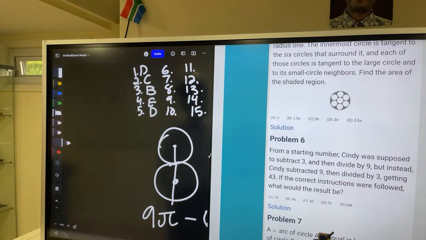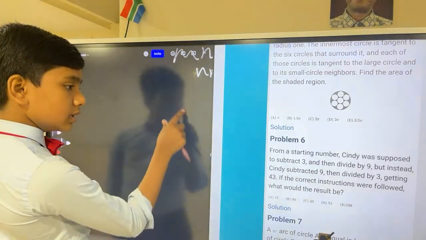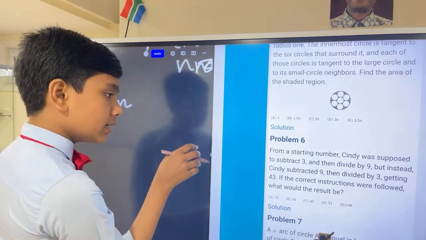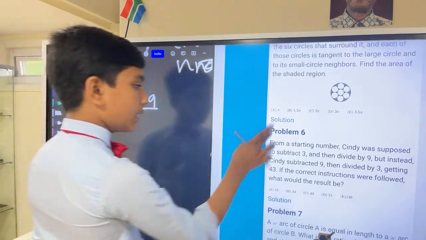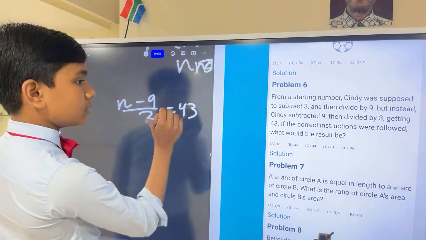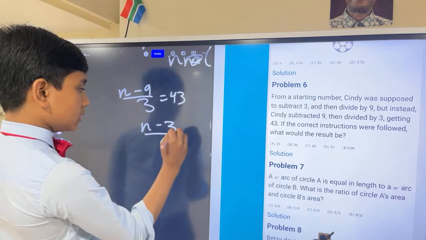From a starting number, Cindy was supposed to subtract 3 and then divide by 9, but instead Cindy subtracted by 9 and divided by 3, getting 43. The correct instructions were followed. What would the result be?